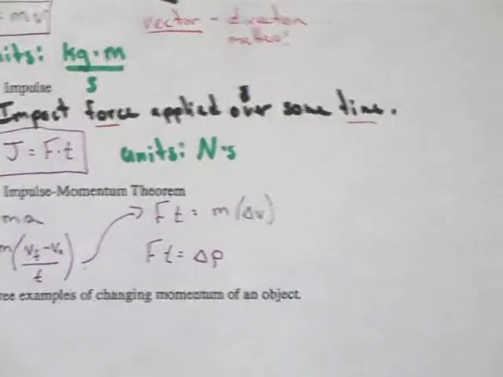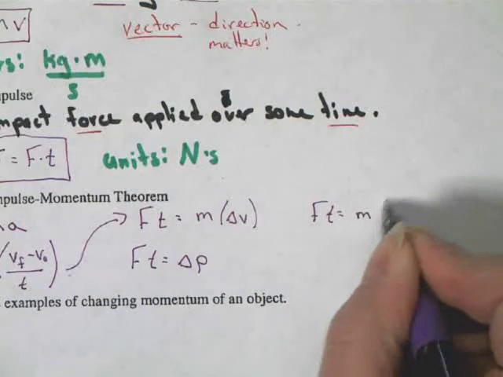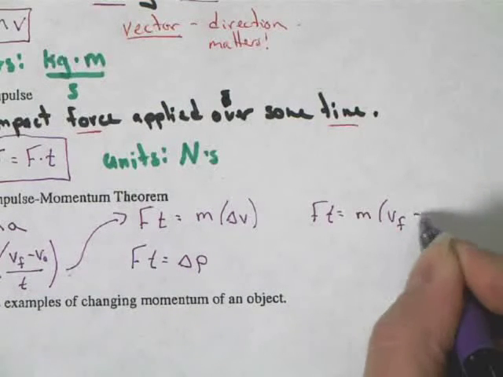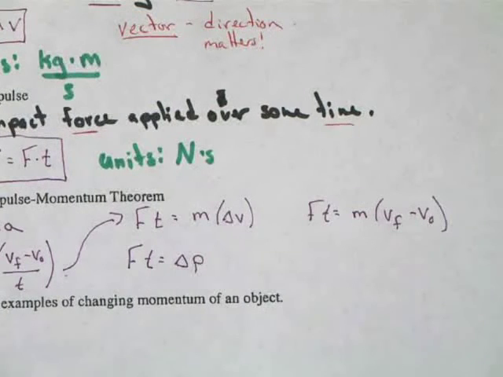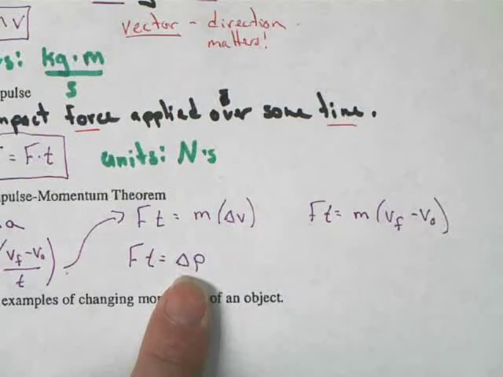So change in momentum. What's another way we could write this? We could say force times time is equal to the mass times the quantity V final minus V original. So if you like that way better. There's a lot of different ways to write this idea. But the big idea states that when you apply an impulse to something, it changes the momentum of that object.